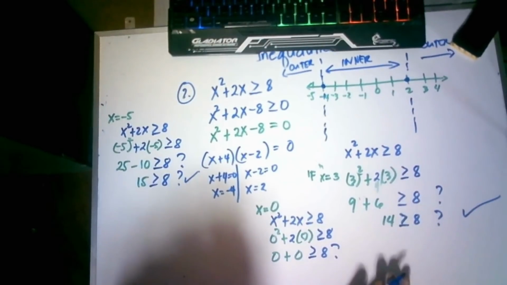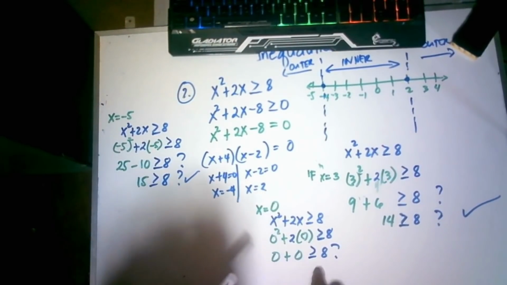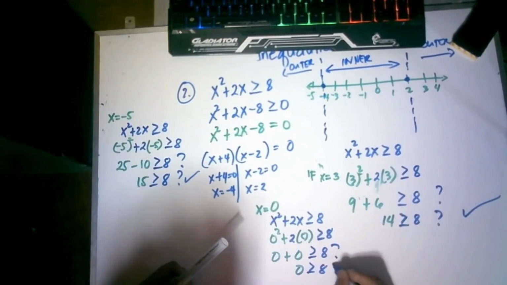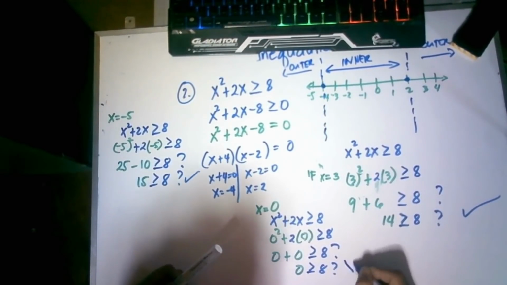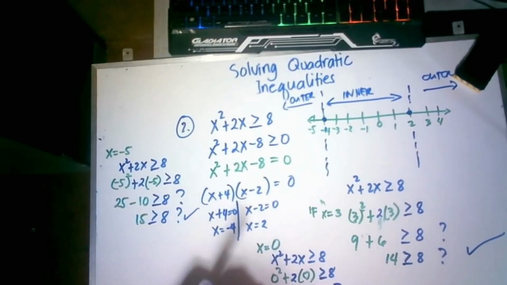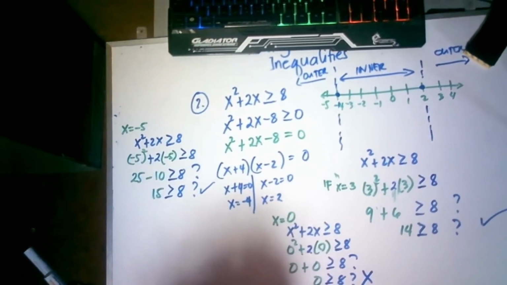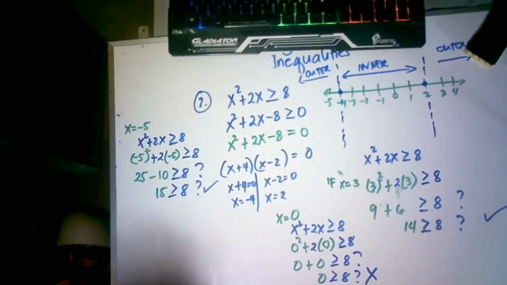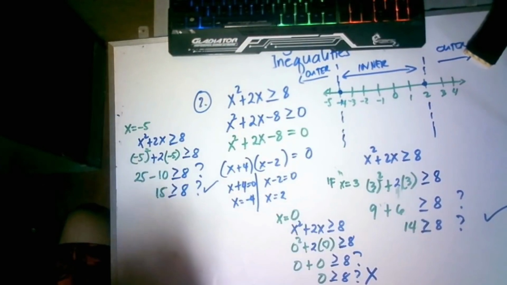Mura dili siguro because 0 plus 0 is 0 man. Dili gyud siya greater than or equal to 8. Di ba? Dili gyud. So, therefore, we can conclude that the inner portion is dili siya part sa solution. So, unsaon pagsulat sa solution nato? Okay. Ang atong pagsulat sa solution will become on, no?